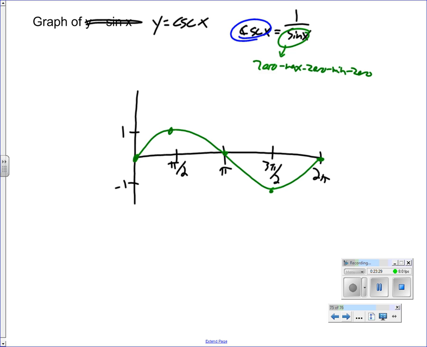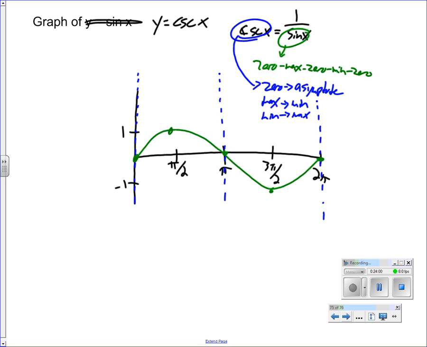Now to get cosecant, we use the same process we did for secant and cosine. Anywhere there's a 0 for sine, we're going to have a vertical asymptote. For cosecant, anywhere there's a maximum for sine, we're going to have a minimum for cosecant. Anywhere there's a minimum for sine, we're going to have a maximum for cosecant. So we'll start with all the zeros becoming asymptotes. So that's 0, pi, and 2 pi. The minimum at 3 pi over 2 is becoming a maximum for cosecant, and the maximum at pi over 2 is becoming a minimum for cosecant.